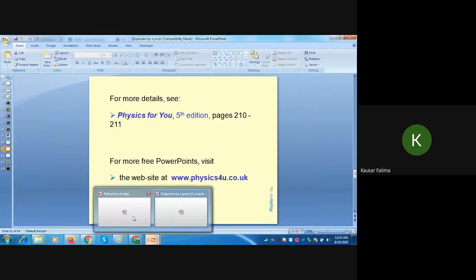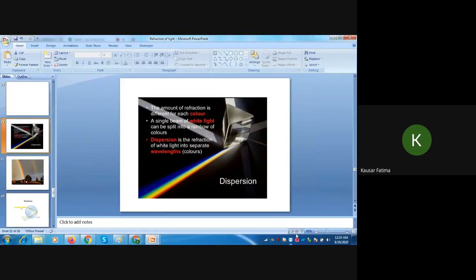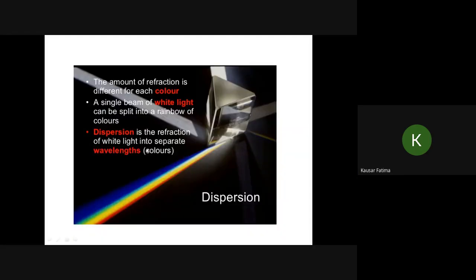Now you see here more about dispersion. Amount of refraction is different for each color. Single beam of white light can be split into rainbow of colors. Dispersion is the refraction actually of white light into seven colors.